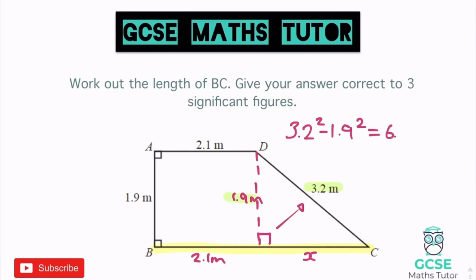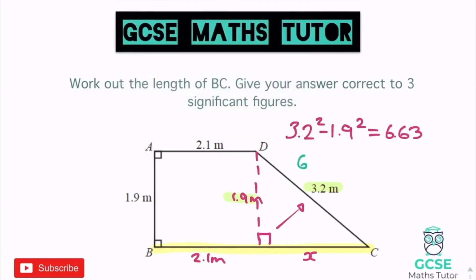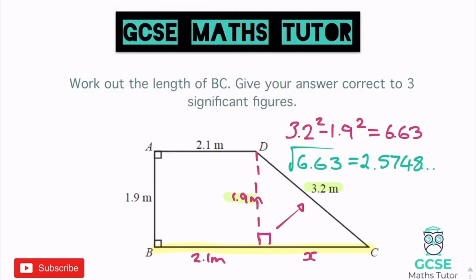There we go, 6.63. So square rooting that, the square root of 6.63 equals, let's have a look, 2.5748 and a few more decimals. Now again, it says it wants our answer correct to 3 significant figures. Obviously just make sure you read that. So if we round this to 3 significant figures, we get 2.57.